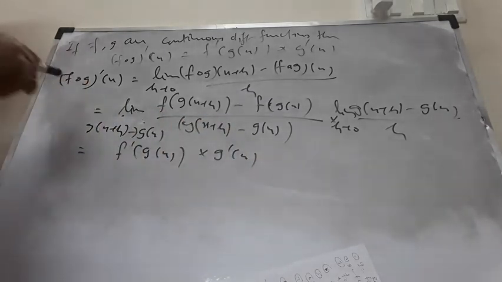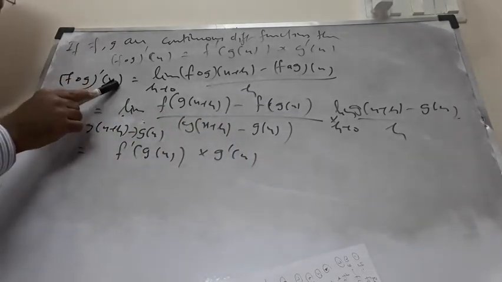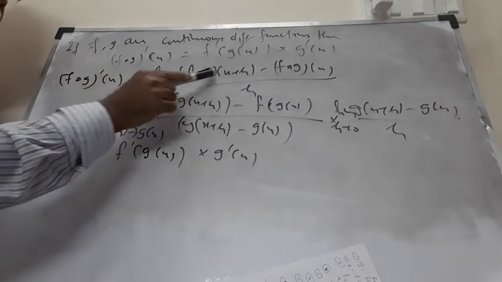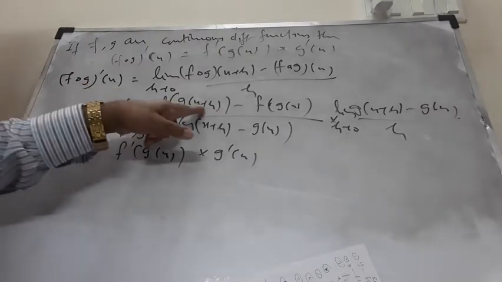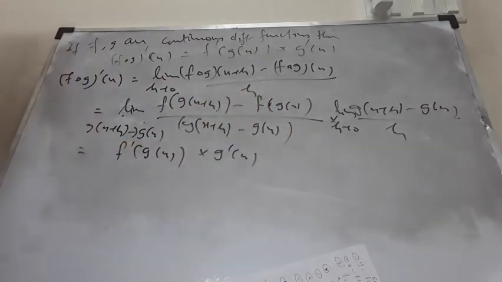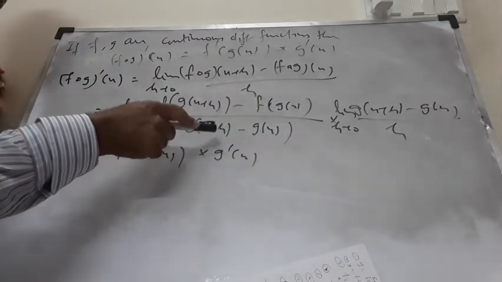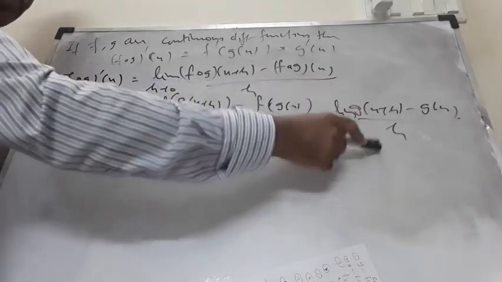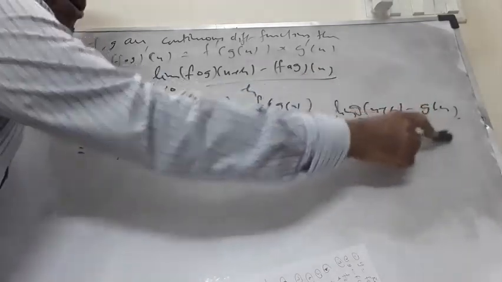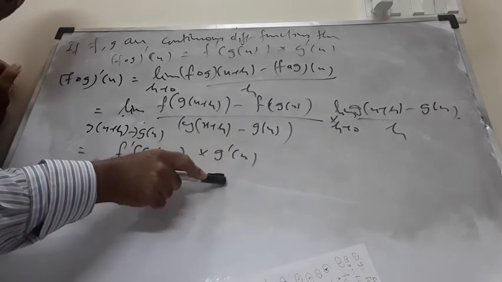Let me repeat. (f composite g)'(x) is the limit as h tends to 0 of [f(g(x plus h)) minus f(g(x))] divided by h. What I will do here is multiply and divide by g(x plus h) minus g(x). I need it, therefore I do. This particular limit automatically becomes g'(x).